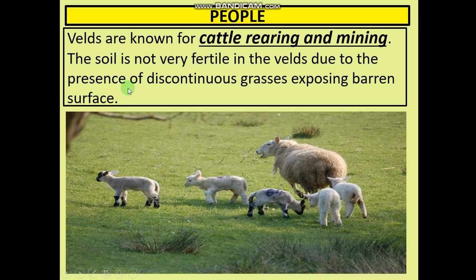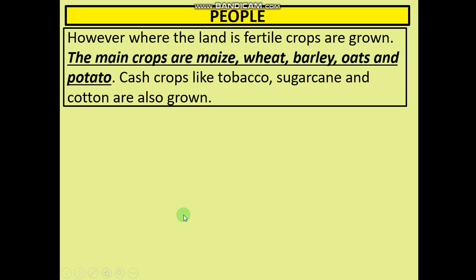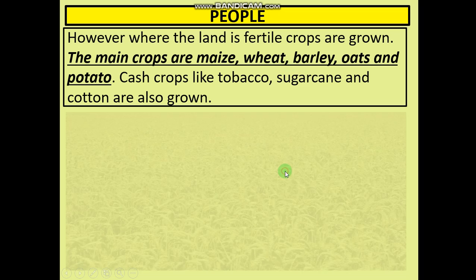Because of the presence of discontinuous grasses exposing barren surfaces. The grasses are not always available in this veld area, because in the summer season all this grass gets dried up. So that's why the humidity as well as the fertility of this area is not so good. However, where the land is fertile, crops are grown.